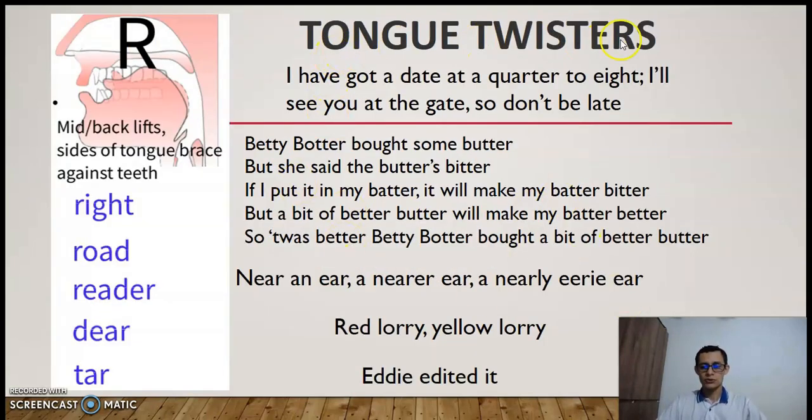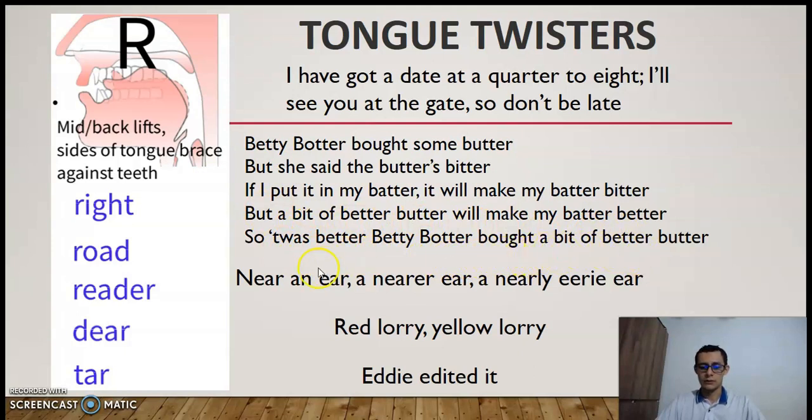Next, we have tongue twisters about it. Okay, if I got a date at 7:45, I'll see you at a gate, so don't be late. These tongue twisters are about the R pronunciation. Next one, Betty Botter bought some butter, but she said the butter's bitter. If I put it in my butter, it will make my butter bitter. But a little better butter will make my butter better.